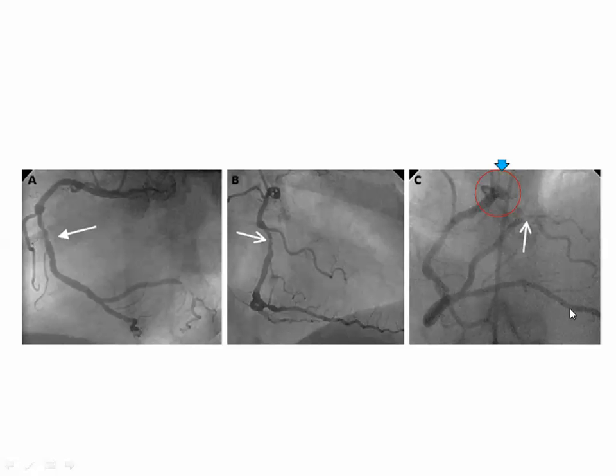So this is inferior, so what is this will be PDA, and this is continuation of the RCA to communicate with the LCX here, okay, will be the PL. There is a critical lesion here and here, okay, in the terminal PL, okay. Here, what's the crux here? The bifurcation here is a bifurcation of PDA and PL, okay.